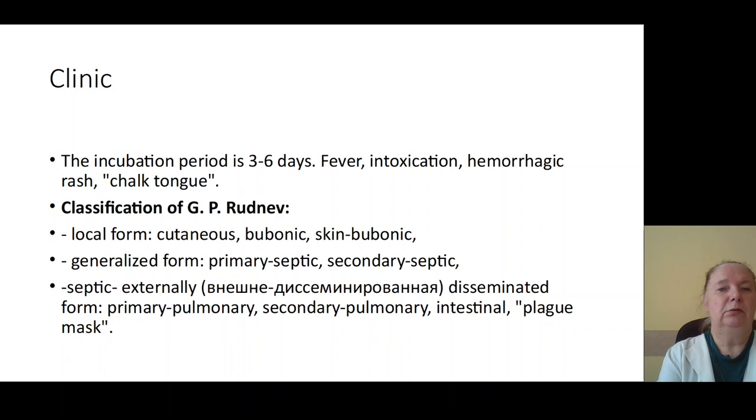And the septic variant, the disseminated variant. It causes the formation of pulmonary forms, primary and secondary pulmonary forms, and intestinal forms. So that is the clinical classification of plague.